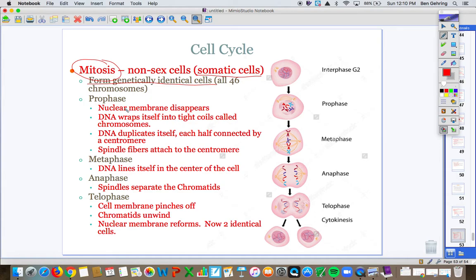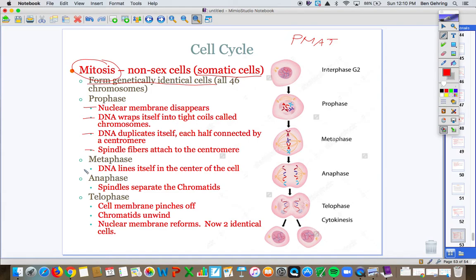There are four main phases. I think of it as PMAT: prophase, metaphase, anaphase, and telophase. In prophase, your nuclear membrane breaks down. Your DNA forms into coils, wraps itself up. It's bundled there. Your spindle fibers attach to your centromeres, and everything comes together.